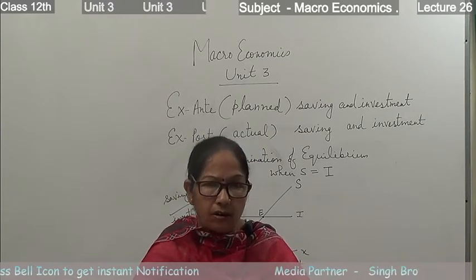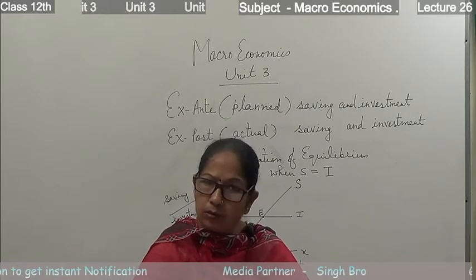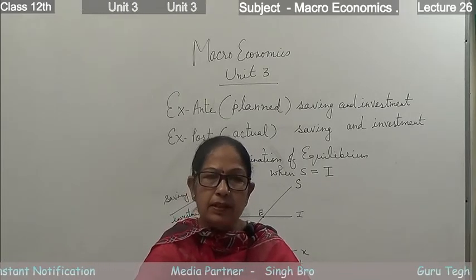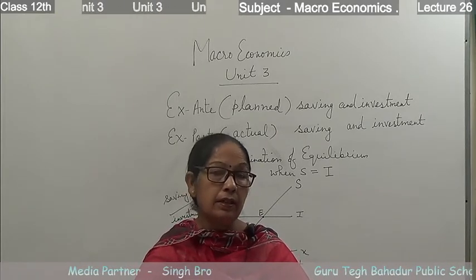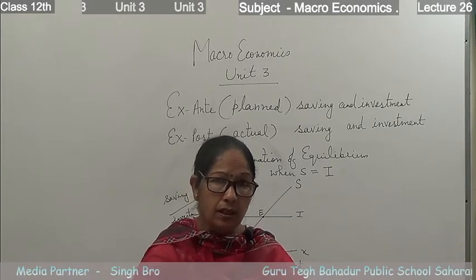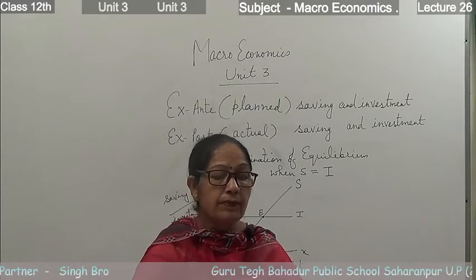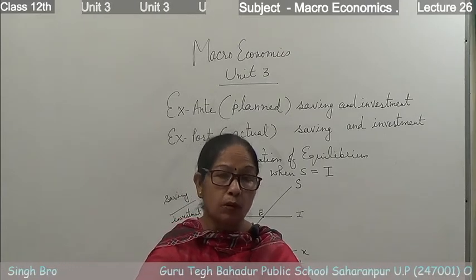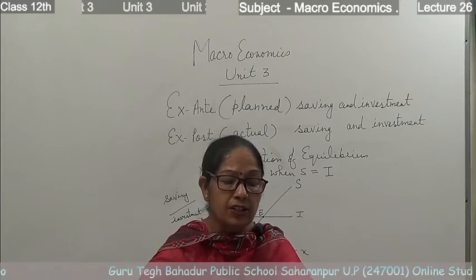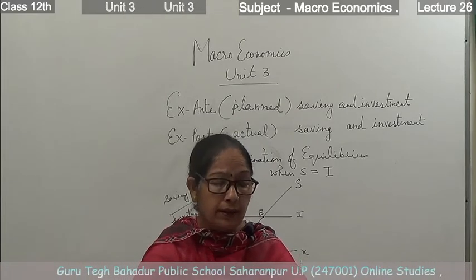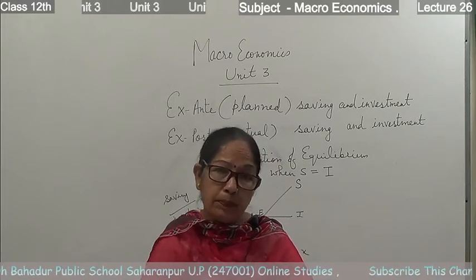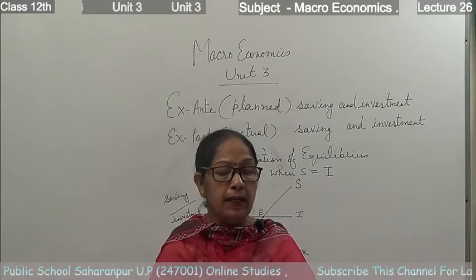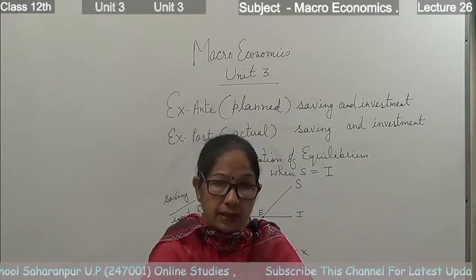It's not always that S is equal to I. Sometimes S is more than I, sometimes S is lesser than I. So, how will it be adjusted? When planned saving is more than planned investment, S is more than I, then the excess of planned savings over planned investment means that buyers are planning to buy lesser output.